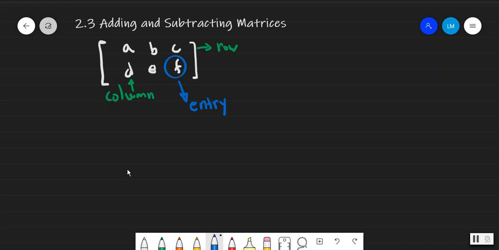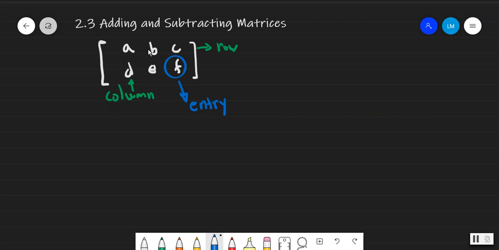Hello, so in this section I'm going to talk about adding and subtracting matrices. Now, when we talk about a matrix, one thing that you should realize is that it has dimensions. So for instance, we know that the matrix is kind of like a structure.